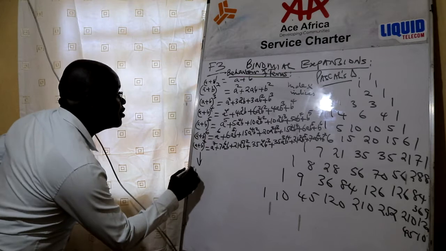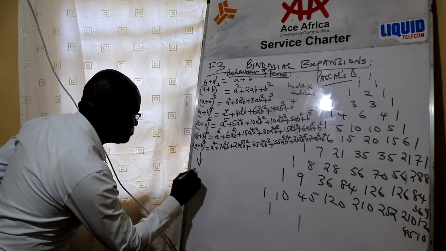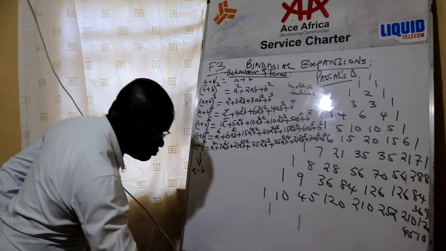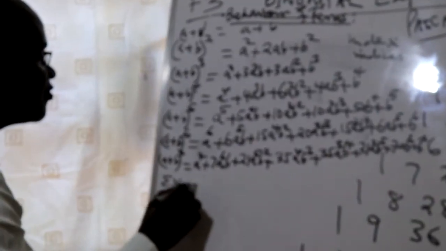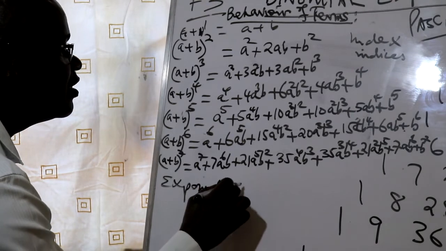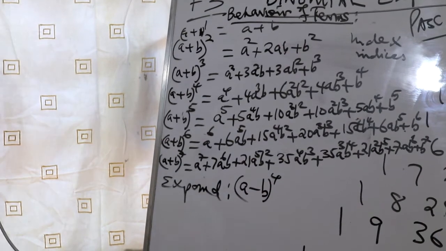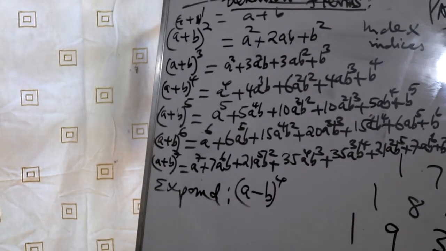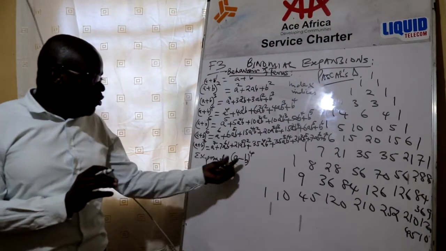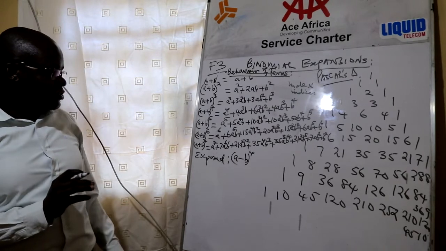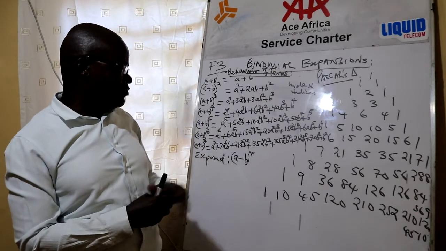Let us begin with this. We have been dealing with the positive. Can we expand a negative one? A minus B. Let us expand (A minus B) raised to 4. Who can tell us the binomial coefficients for this one, (A minus B) raised to 4? Who can tell us the binomial coefficients?